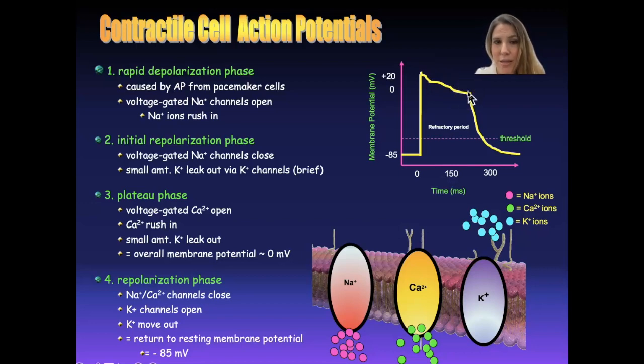And then suddenly after the plateau phase, you get a rapid repolarization phase where we're going to go all the way down to negative 85. So this refractory period is key. It's not occurring in the pacemaker cells, but it's what allows us to continue to have some difference between atrial and ventricular contractions, so that your heart is essentially keeping its pace and doing what it needs to do.